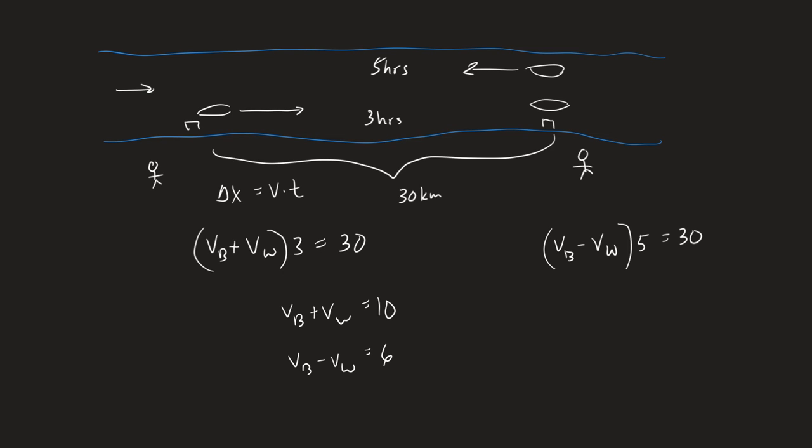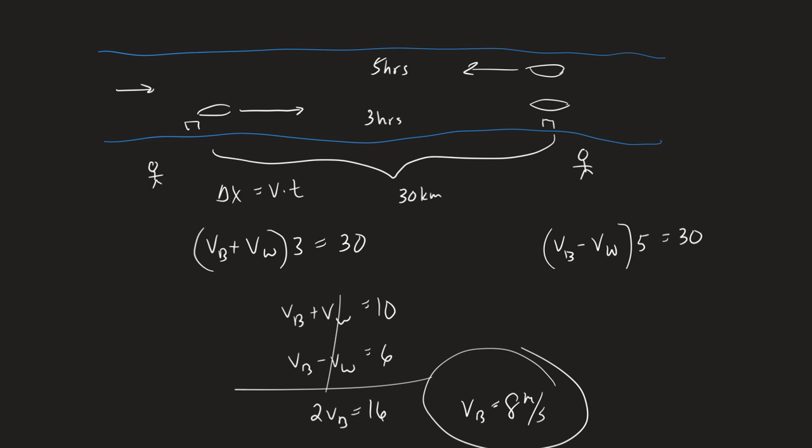Right? So if I just add these 2 equations together, that cancels out, and I'm left with 2 times the velocity of the boat equals 16. So velocity of the boat equals 8 meters per second. That's it. Current must be 2. When I travel with it, I travel 10. When I travel against it, I traveled 6.